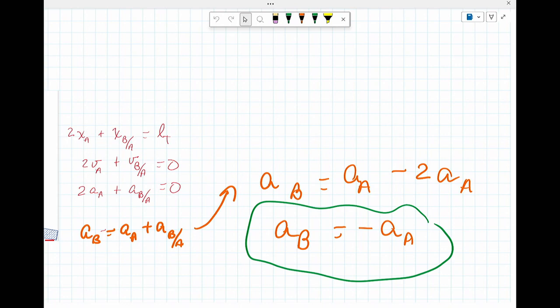So again, remember, one of the things with cables and cable lengths is that you always have the rate of change of length. Now, translating that into this, you have the acceleration of B, which is equal to acceleration of A plus the acceleration of B relative to A, and you can substitute in immediately this minus 2A. And intuitively, this actually makes sense. So now I have a relationship for the kinematics between the acceleration of B and A.